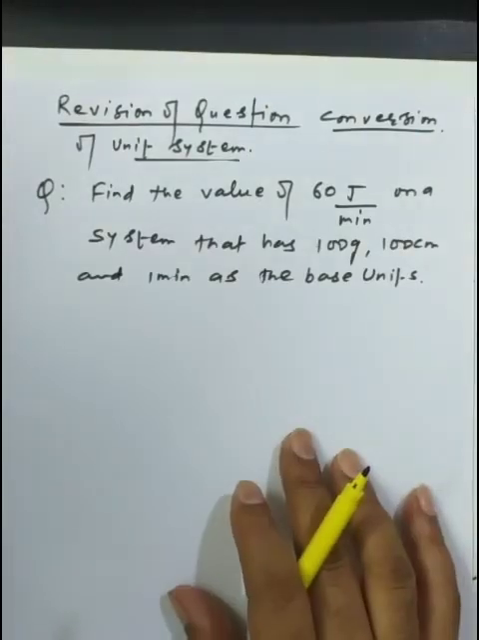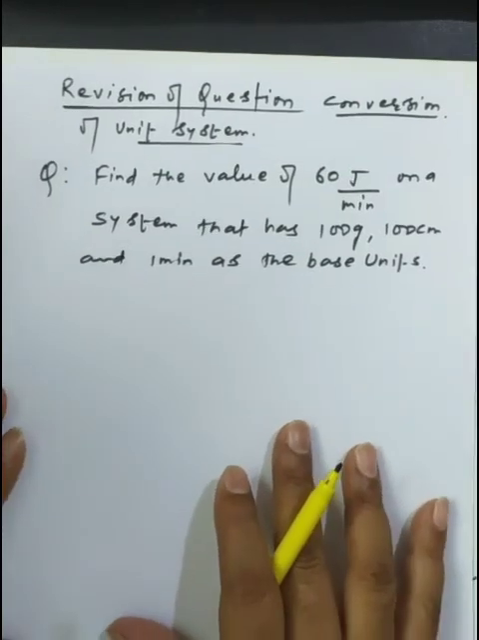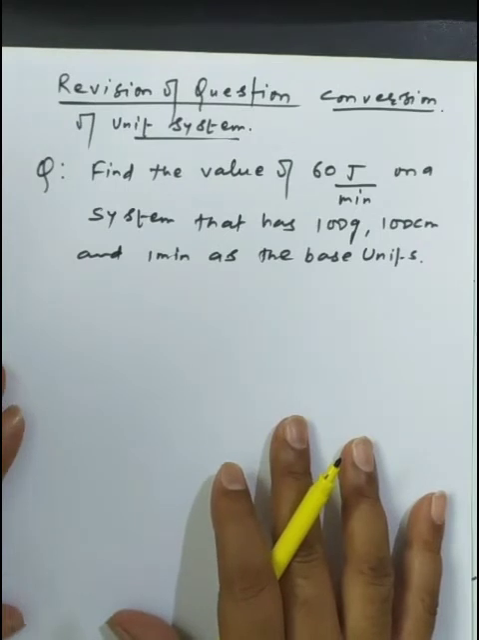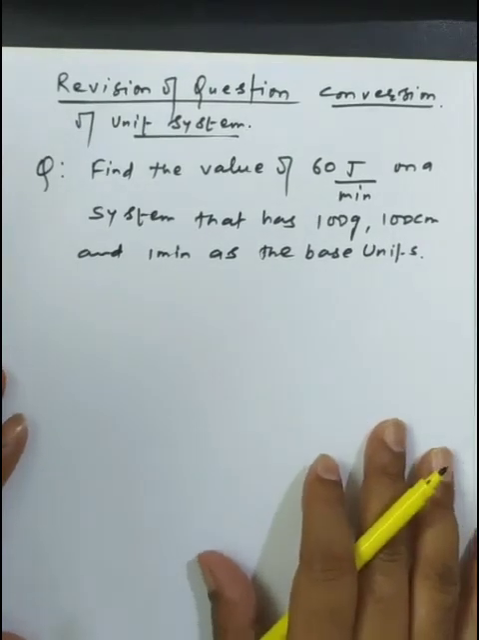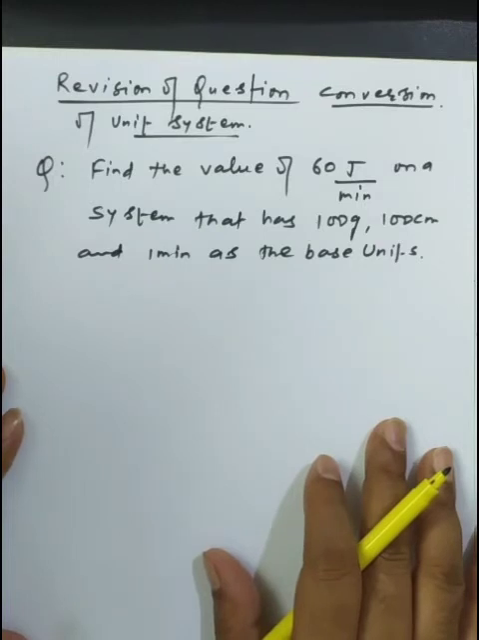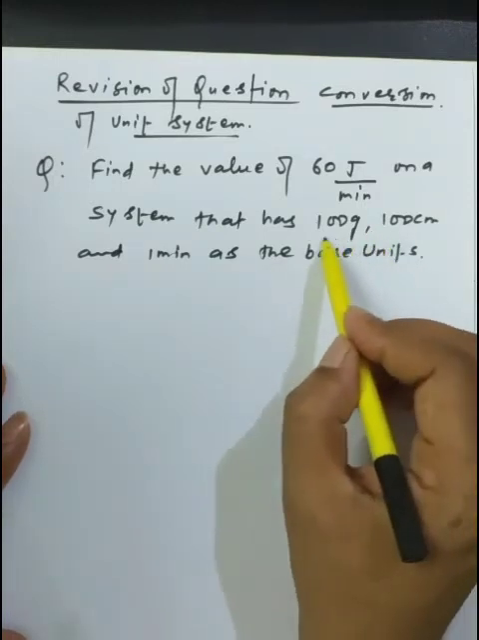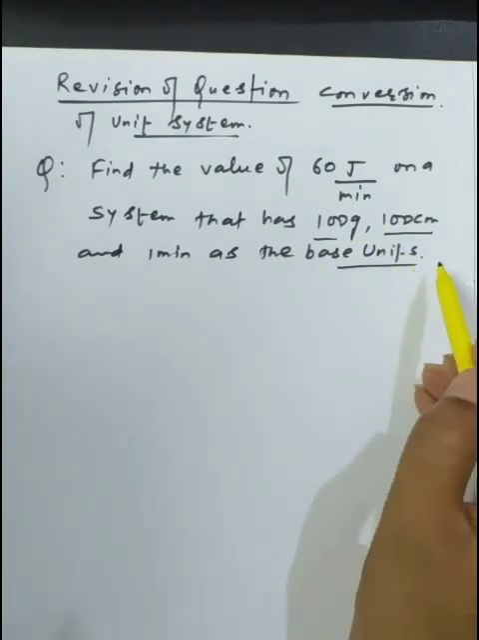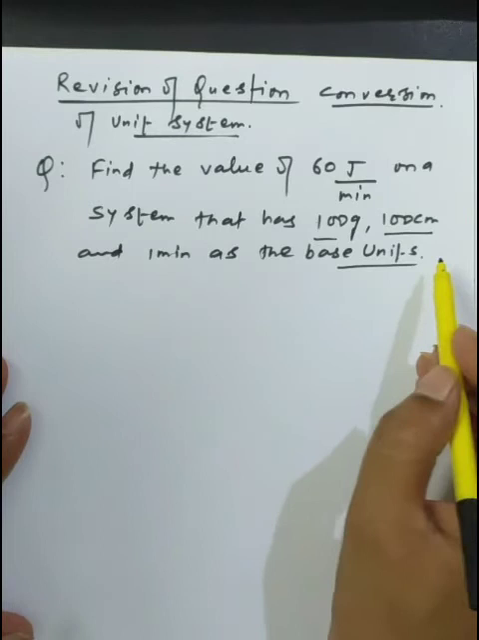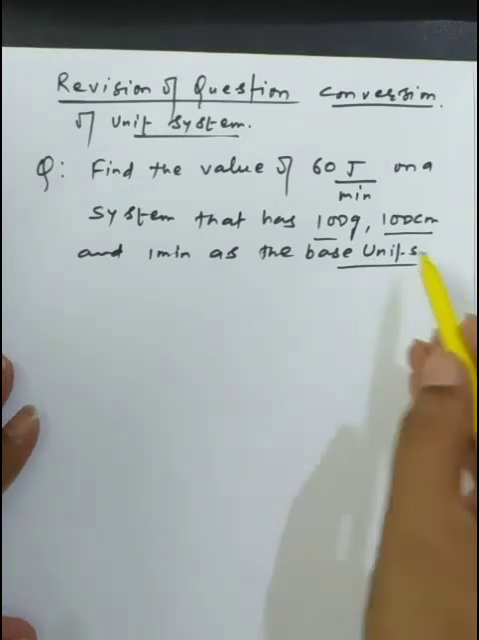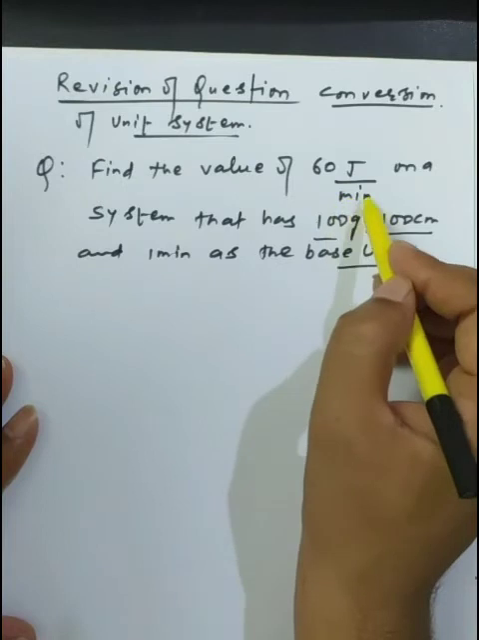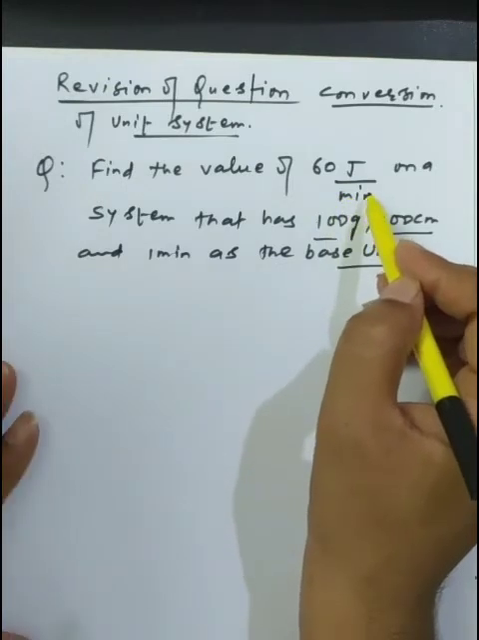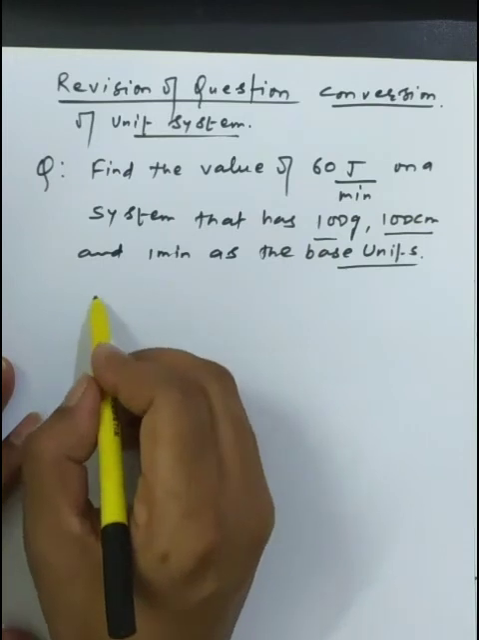Now, here is one revision question which I am showing to you, so you can revise on your own, and you can choose some of the questions from the NCERT exercise. Now find the value of 60 joule per minute on a system that has 100 gram, 100 centimeter and 1 minute as basic units. Okay, so this question is based on the concept of conversion of unit systems. First we have to identify which kind of quantity it is, that is joule upon time, or joule upon minute. So first we are getting the indication of power.